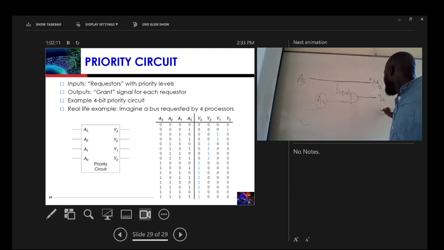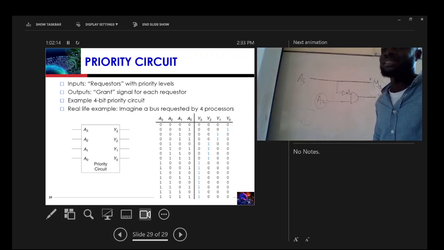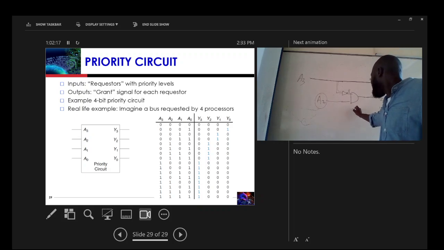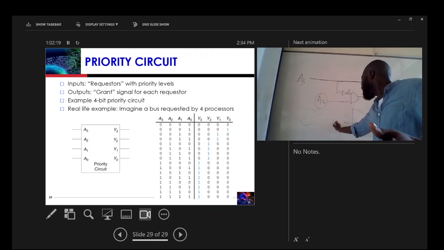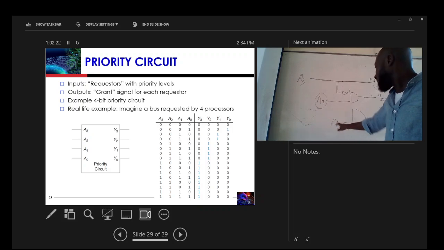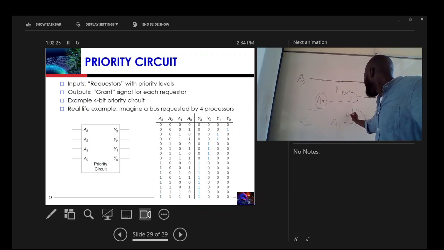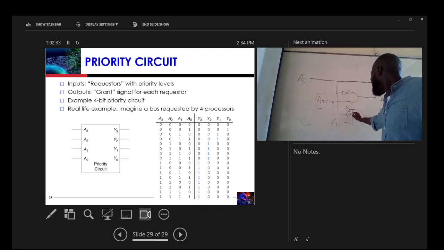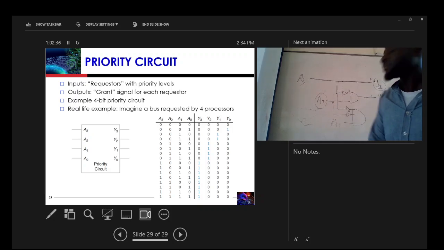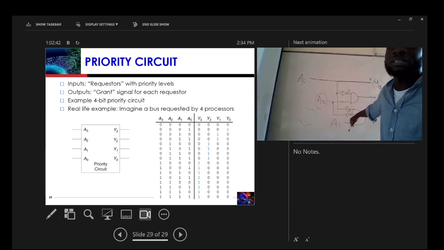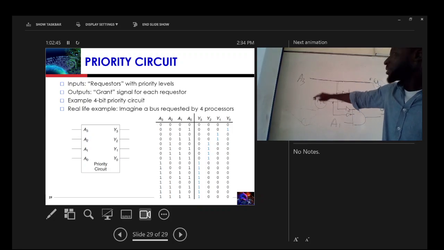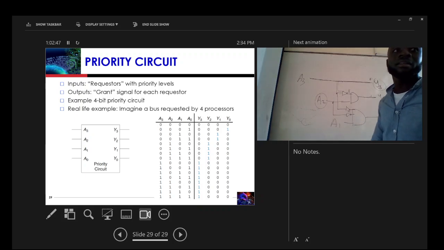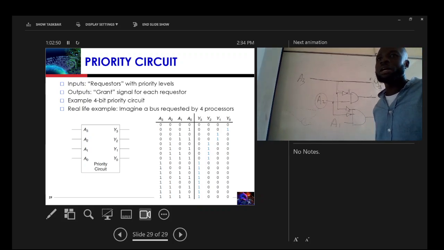Y1. The same exact way: you have an AND gate, you have your A1. But you must know that A1 depends on both A3 and A2. As long as A3 or A2 is a 1, this one can never be activated. So A3 must be 0 and A2 must be 0 before A1.